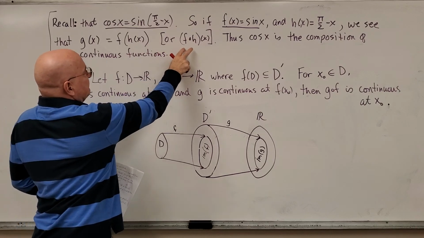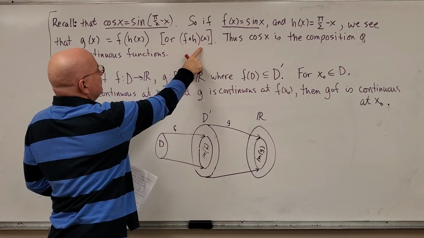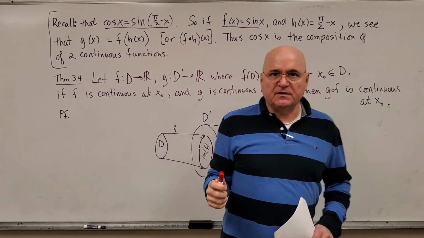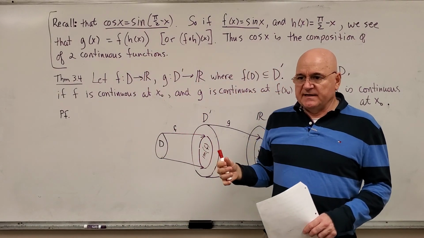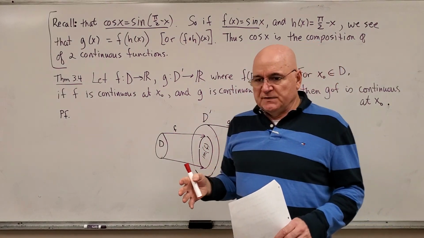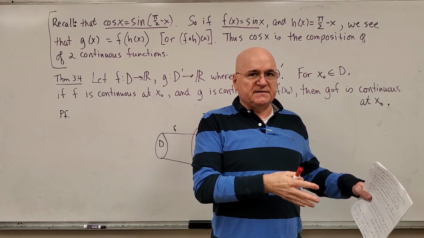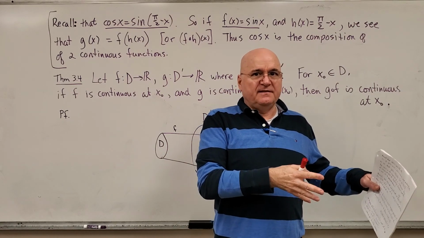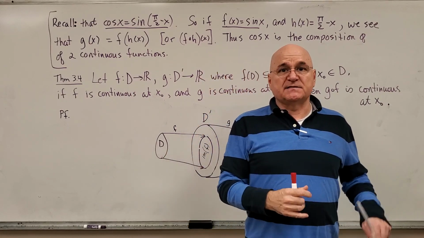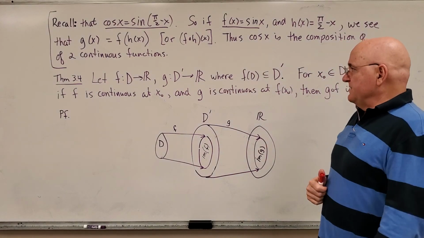And we write this composition of functions like this, although I actually prefer it this way. This means f of h of x. Therefore, cosine x is the composition of two continuous functions, and cosine x is continuous. So it turns out that if you take two continuous functions and compose them together, the new function that you get is also continuous at the appropriate domain, so the values of the real numbers that make sense for that composition of functions. And that's what theorem 3.4 says.